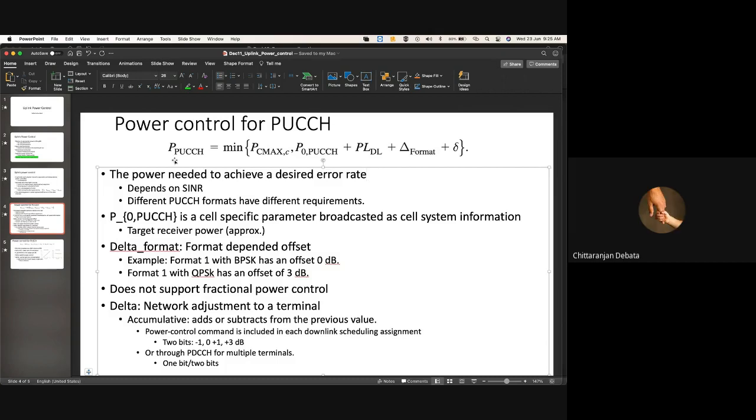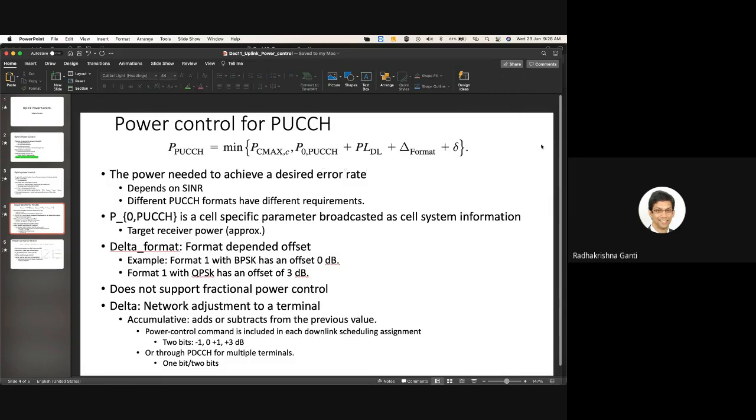Sir, if the second part is having a larger value, then the path loss won't be compensated, na? Yes, it won't be compensated. For example, P0 PUCCH plus PLDL plus delta format comes at 28 dBm, whereas PC max is 23 dBm, so you have to constrain to 23 dBm. So automatically, your SNR that you receive for the PUCCH channel will be lower by 5 dB than what you require. There's nothing you can do because you're upper limited by the constraint of 23 dBm.